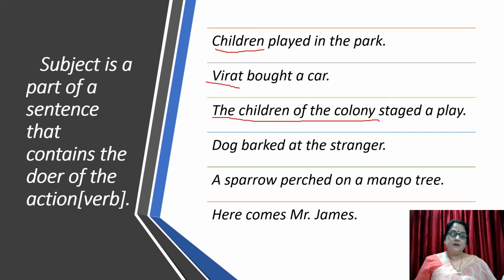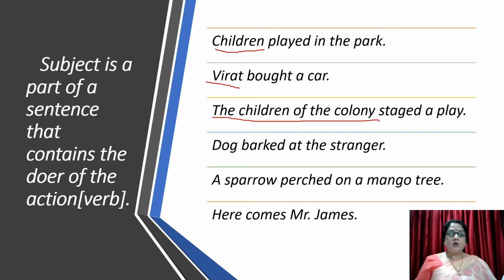Sometimes subject comes in this form also. Okay? With a noun or a pronoun and a phrase qualifying it. Okay? So this is a phrase. Now this one, the children, is the subject here, and this is the phrase, of the colony, the children of the colony. So sometimes subject becomes this type also. Okay? So don't confuse. The whole of it is a subject.